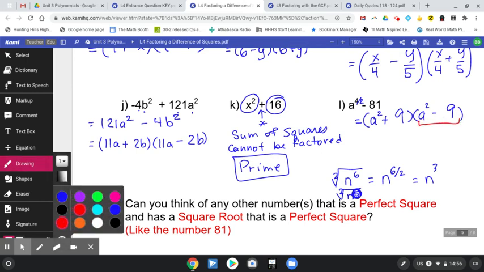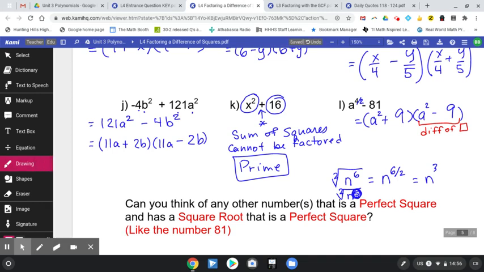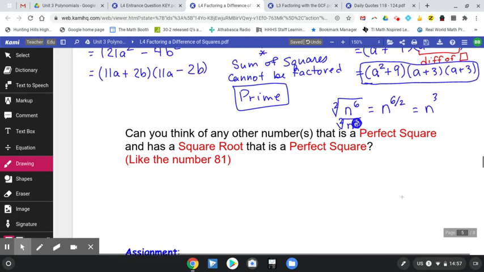So right here, we're looking at a difference of squares. And we can't leave it that way. We have to make sure it's fully factored. Now, this first bracket is a sum of squares. It cannot be factored. But the second one here in factored form would be a plus 3, a minus 3. And now it is completely factored. And we are ready to get to our practice work.